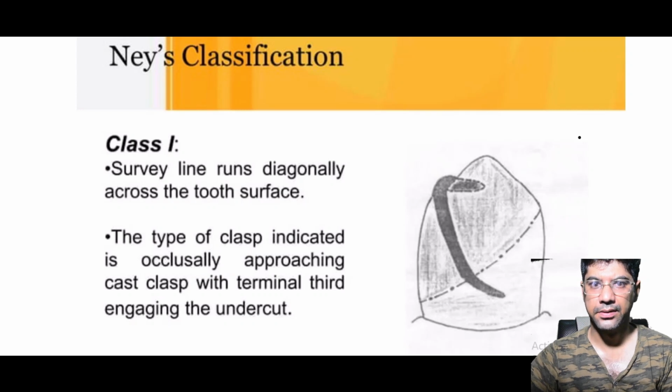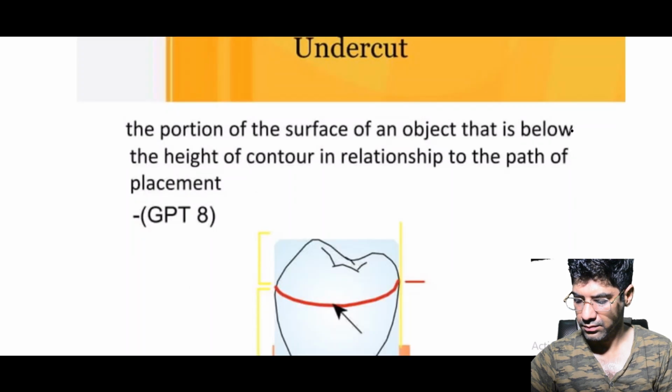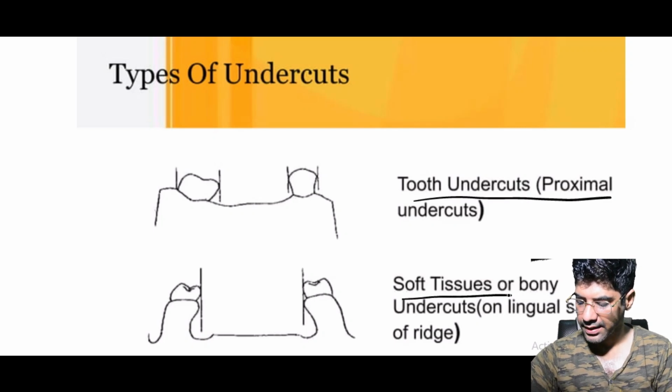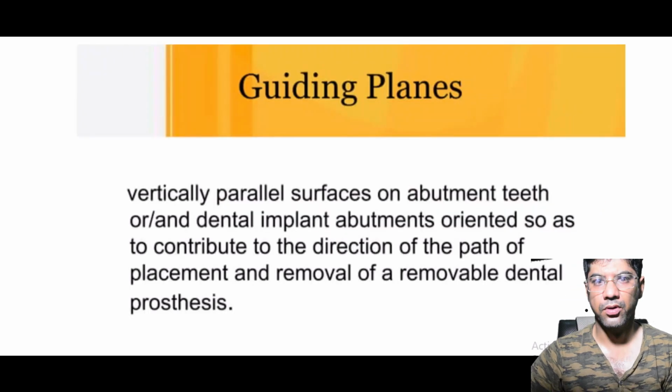The undercut is the portion of the surface of an object that is below the height of contour in relation to the path of placement. So these are the types of undercuts: tooth undercuts, or soft tissue or bony undercuts that are present on the lingual side of the ridge.